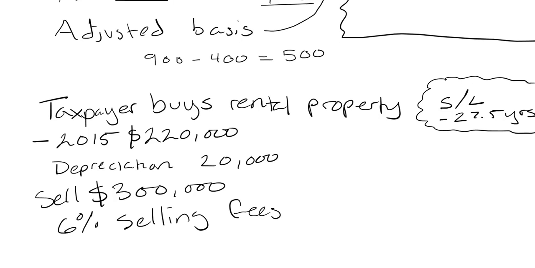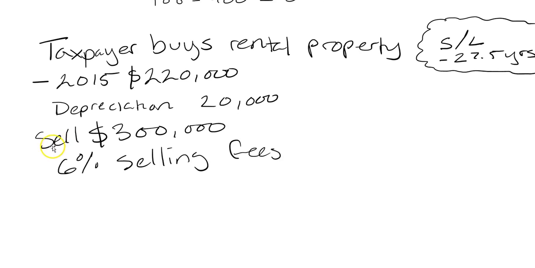All right, so here are the facts of our makeshift and made up case. A taxpayer buys a rental property in 2015 for $220,000. They've depreciated it over that time, and total depreciation to date is $20,000. They sell the home as of today for $300,000 with 6% selling fees.